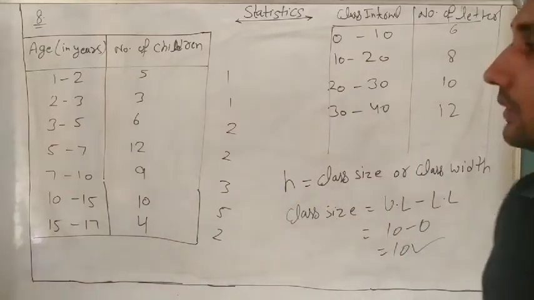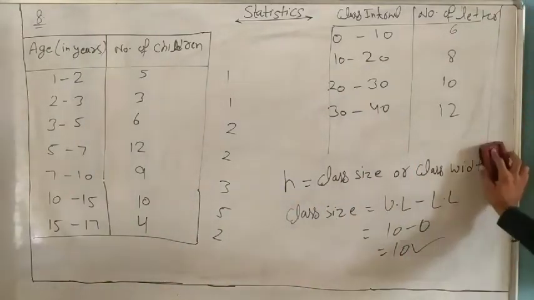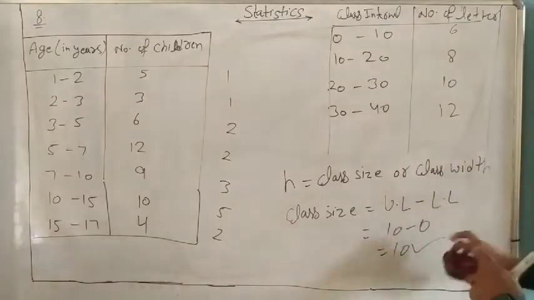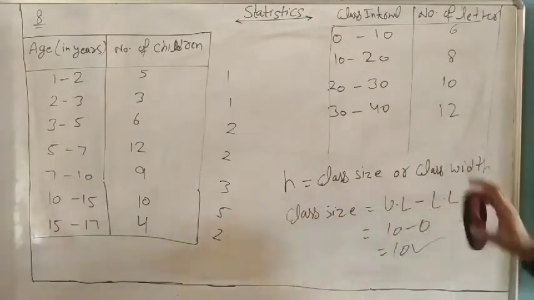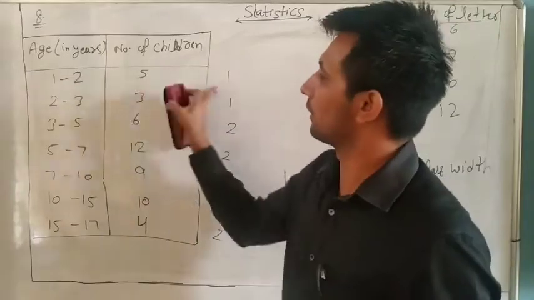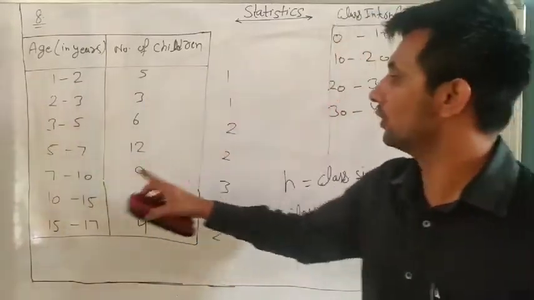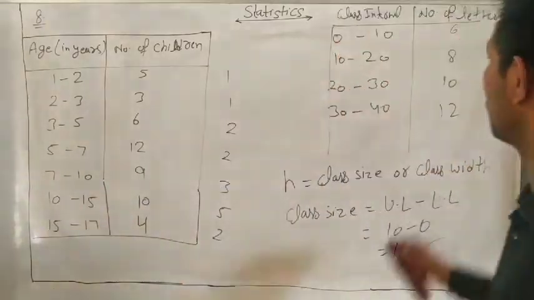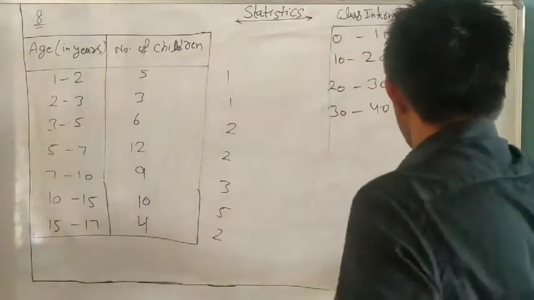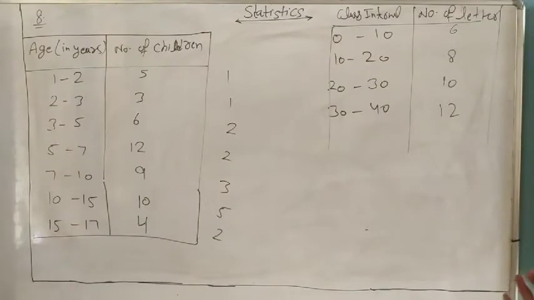So in this, what do we do? Always remember this formula: class size is upper limit minus lower limit. 2 minus 1 is 1, 3 minus 2 is 1, 5 minus 3 is 2, 7 minus 5 is 2, 10 minus 7 is 3. So like this. Everyone knows.